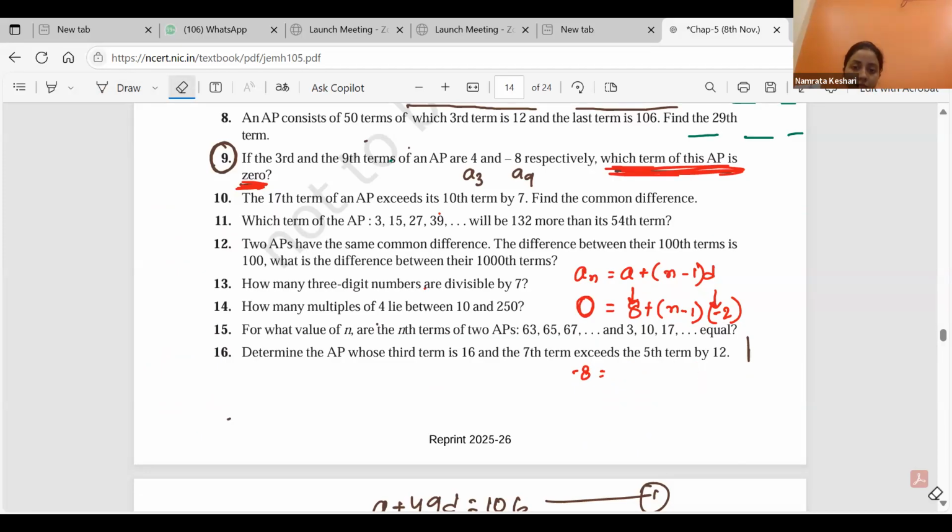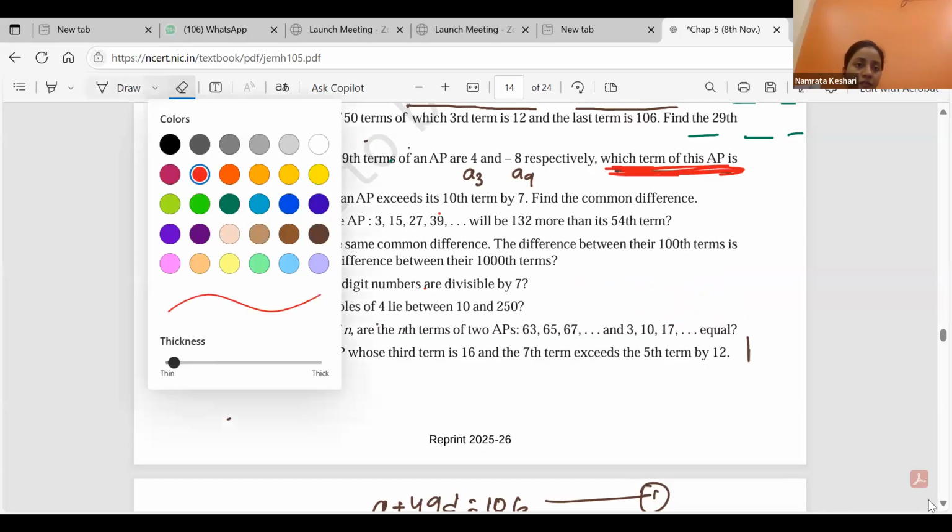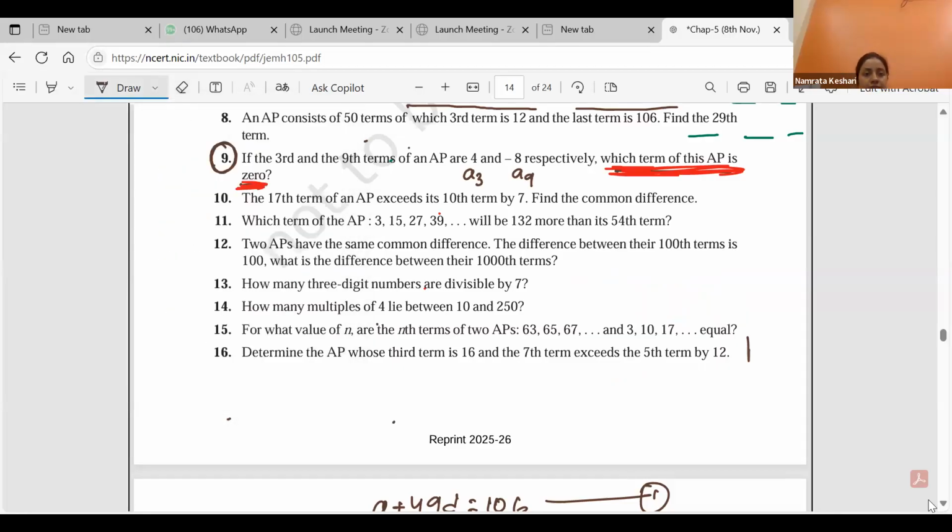The 17th term of an AP exceeds its 10th term by 7. Exceed means is more than. So the 17th term is, and "is" means you can write equals to, more than the 10th term. It's more than the 10th term by 7.